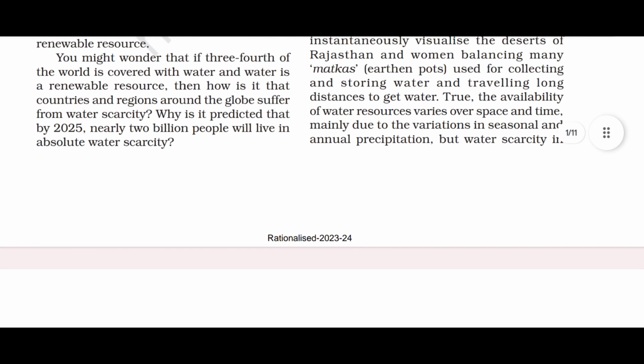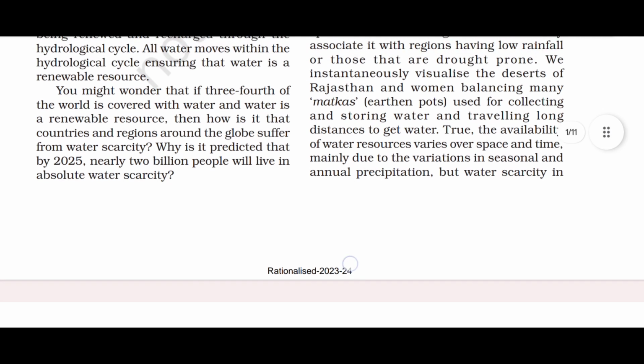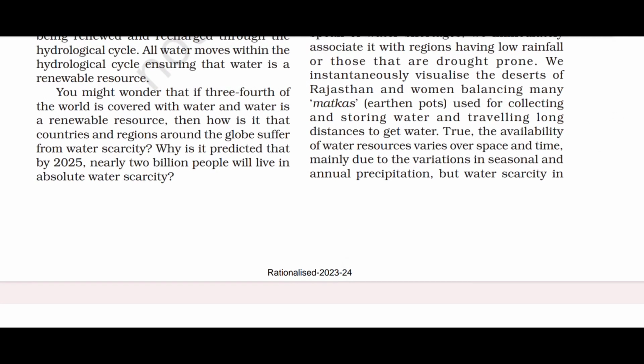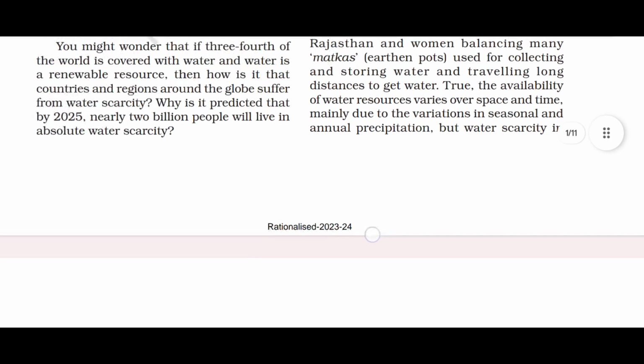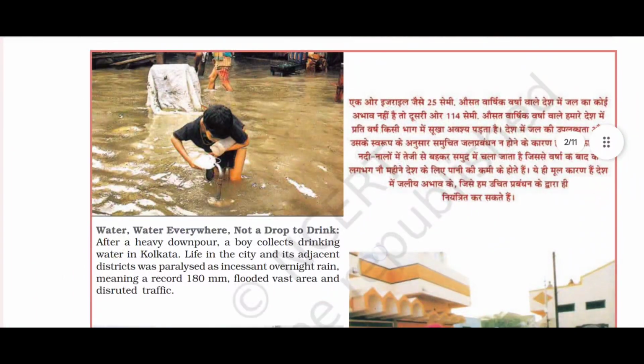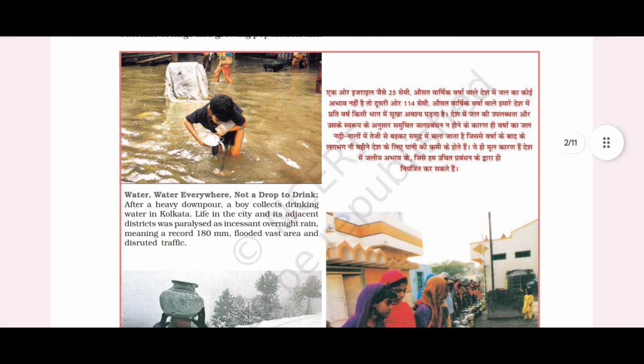You might wonder that if 3/4 of the world is covered with water and water is a renewable resource, then why is it that countries and regions around the globe suffer from water scarcity? Why is it predicted that by 2025, nearly 2 billion people will live in absolute water scarcity? Let's see the picture from your NCERT book.